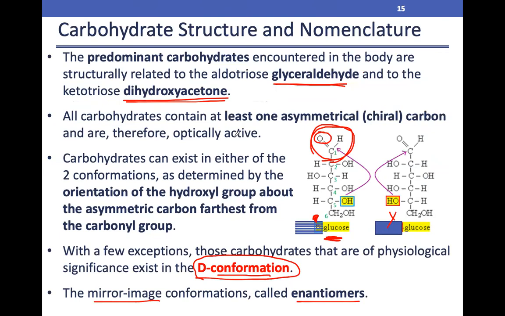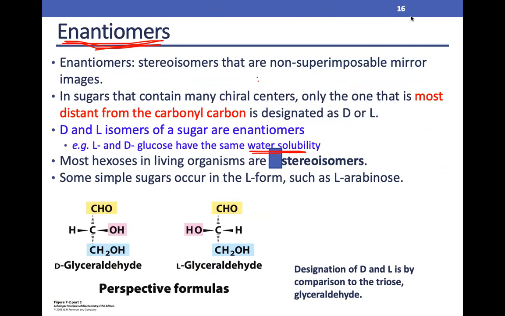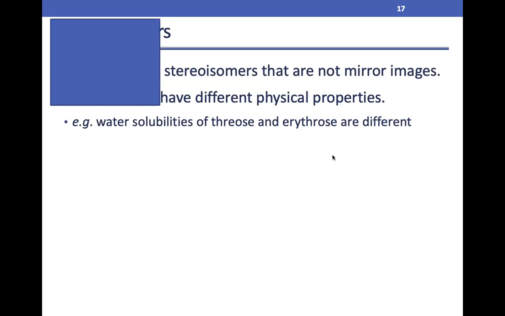Okay, and so I've told you guys this before, but most of the carbohydrates that we use, are they in L form or are they in D form? D. D, perfect. Okay, you guys got it. Okay, so what are the kind of stereoisomers that are not mirror images? What do I call those kind of stereoisomers? What's the name of them?